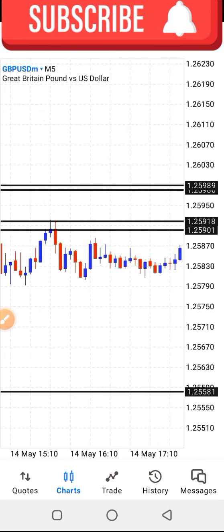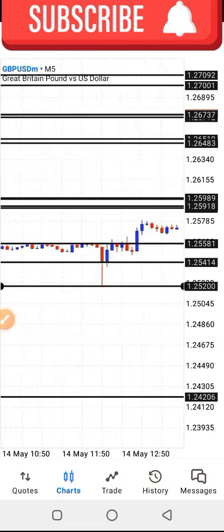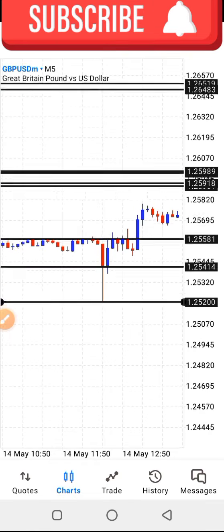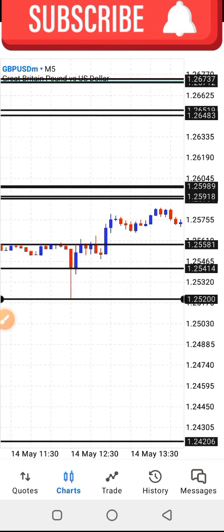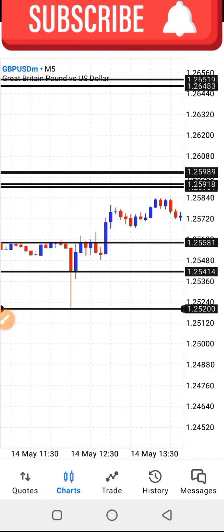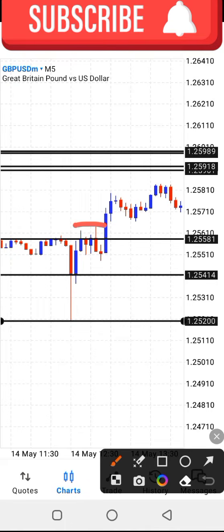Let's see if price did come back. Okay, price just kept moving up. It did not come back into that particular rejection block. So there was a break of structure, and the rejection block was quite big, but price did not come back there. The break of structure is also small, just a little bit right there, breaking this level.